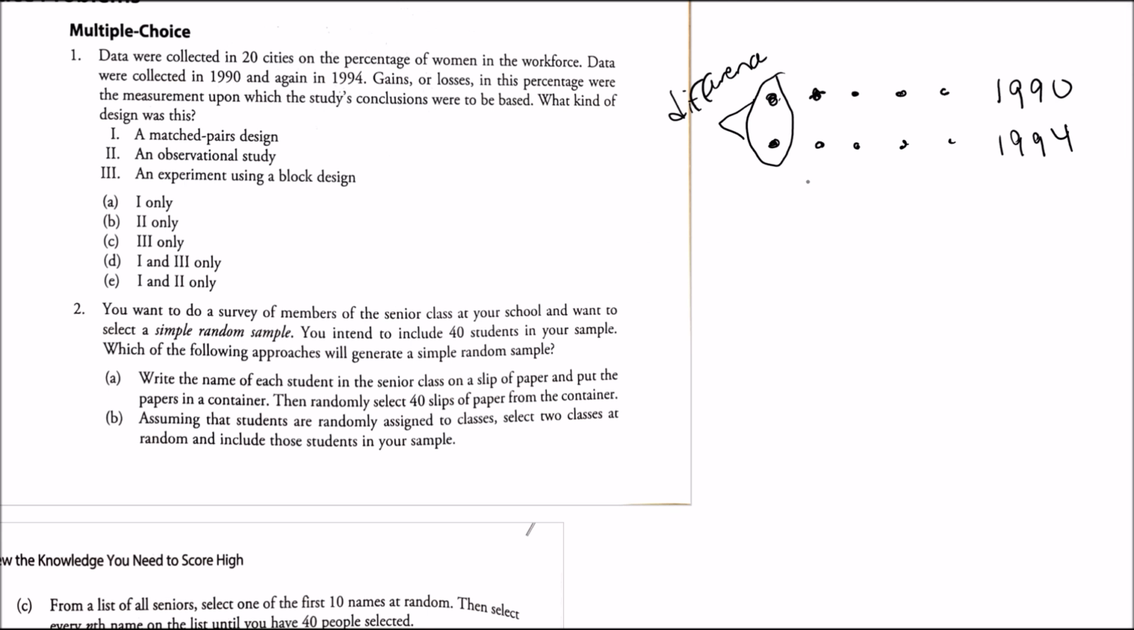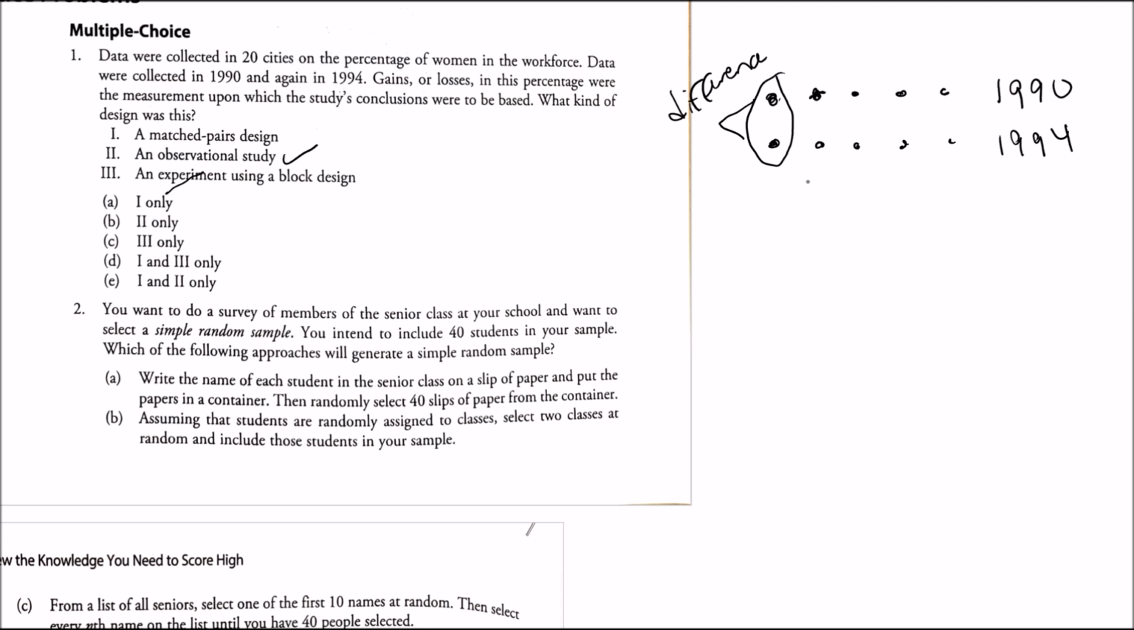It's sort of like when you have a treatment and then you do it on the same subject. So it's kind of the same thing, but there's no treatment imposed here. It's just observing what's happening, measuring the data. You're just looking at the data in 1990 and then looking at the data in 1994. So this is not an experiment. This is just an observational study. It's not an experiment, because we're not imposing any treatments here.